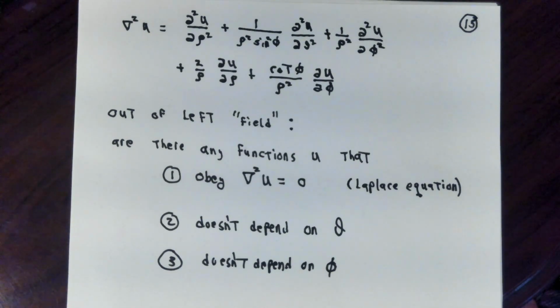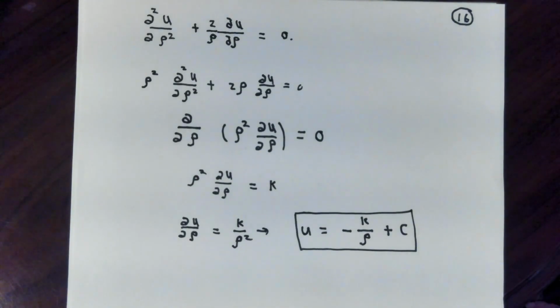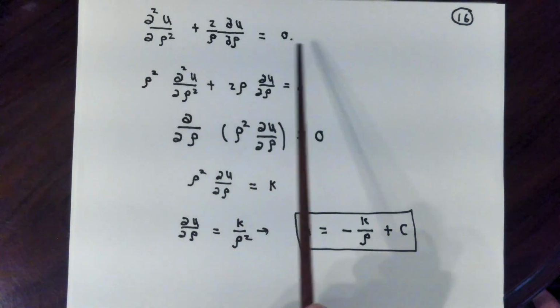Also, I want spherical symmetry. I don't want my solution u to depend on theta, and I don't want it to depend on phi. And what I'm hoping to get out of this is sort of a classical result that we all probably know. If u only depends on rho and not theta and phi, then any term that has a partial derivative of u with respect to theta or with respect to phi is 0. The Laplace equation simplifies down to this.